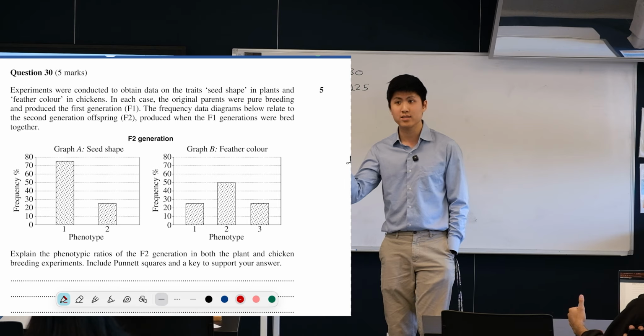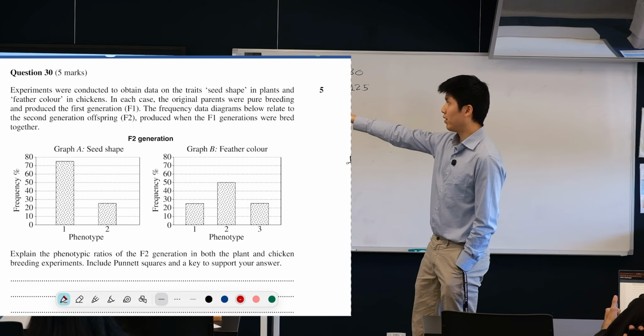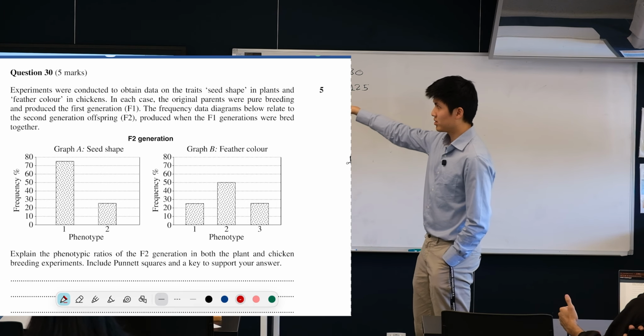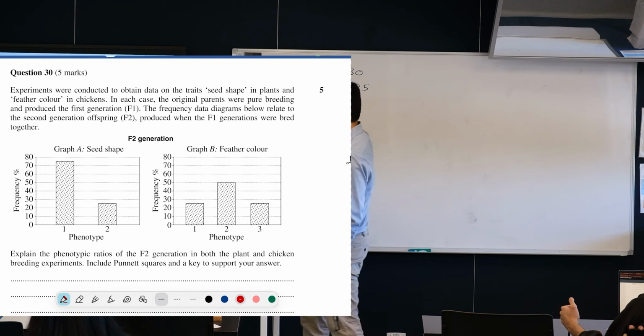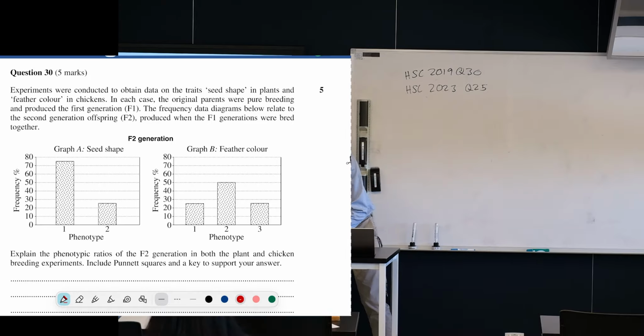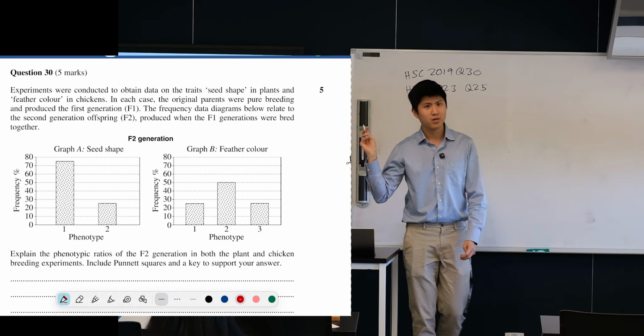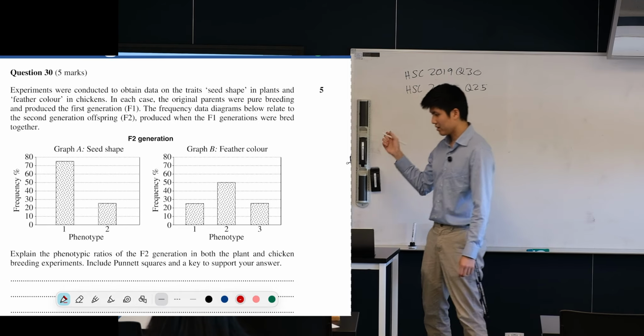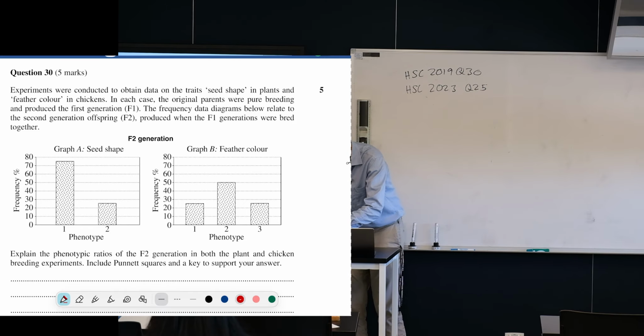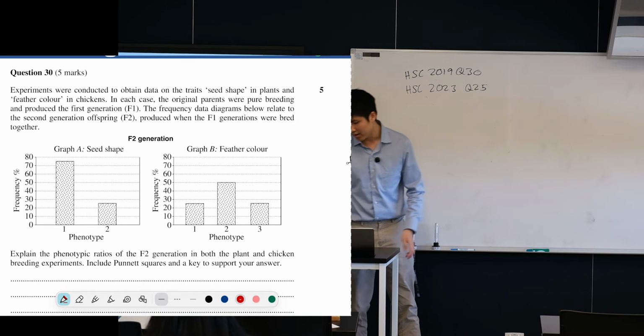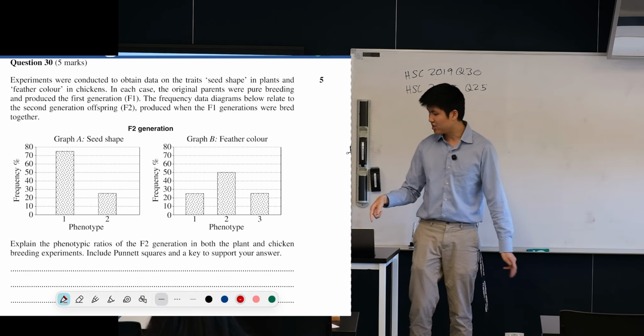Okay, so there's a few hints there already, right? F1 were the result of pure breeding, and then that gives us F2, right? So let's get started. To figure out what happens in F2, we have to know what happens in F1, right? So I'll do it on the board actually. I'll do it separately for seed shape and for feather color.